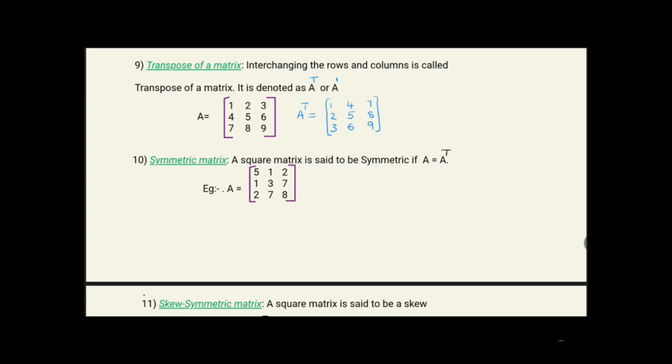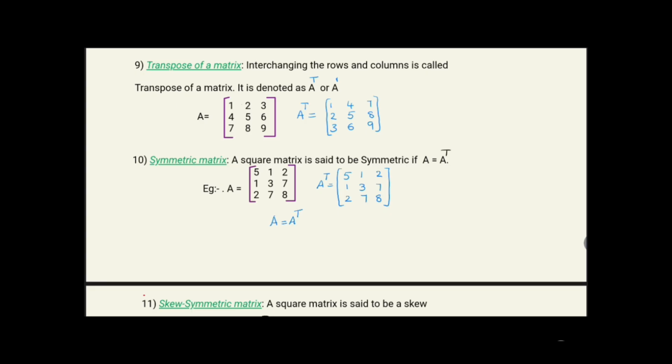I will write down A transpose first. What is A transpose? First row is 5, 1, 2. That I will write as a column. Second row is 1, 3, 7. I will write it as a column. And third row is 2, 7, 8. Write it down as a column. Now, if you observe carefully, we can say that A is equal to A transpose.